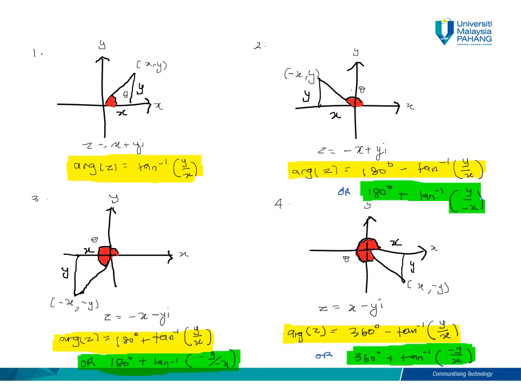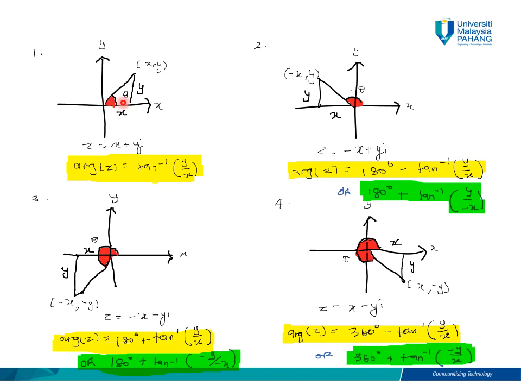So the arc z depends on the values of x and y in the complex number. Look at this one. For example, your z equals x plus yi, so both are positive. So how do you get this line? This line is your z line. For z, x is positive and y is positive, so this is the point here. This is the line for z.